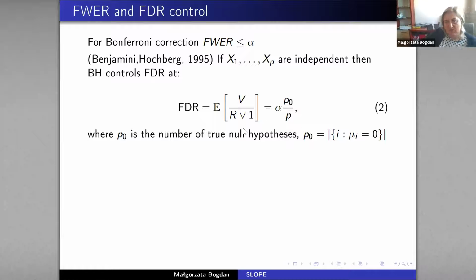Let me just comment on this formulation. This procedure controls the false discovery rate at the level alpha times P0 over P. We don't know P0, we don't know how many true hypotheses we had, but we know that P0 is smaller than P. So we know that FDR is controlled at a level which is smaller than alpha.